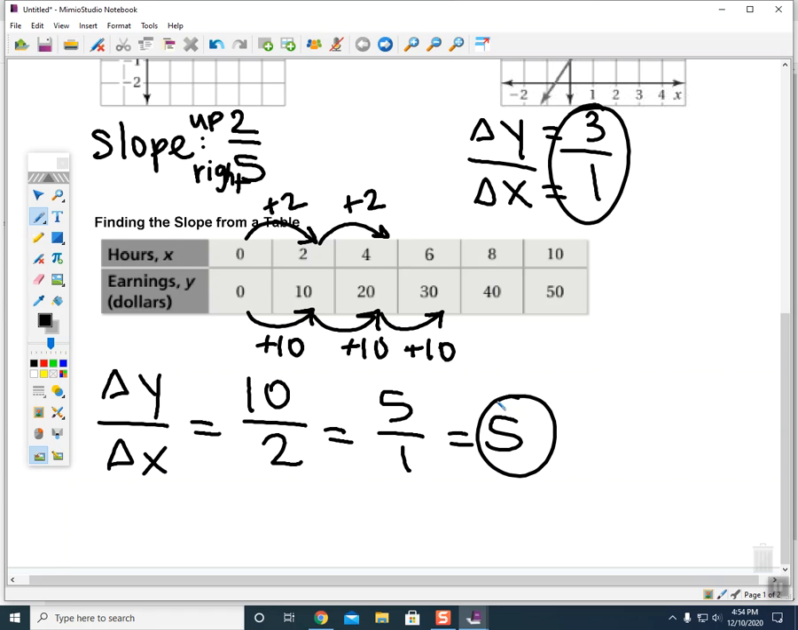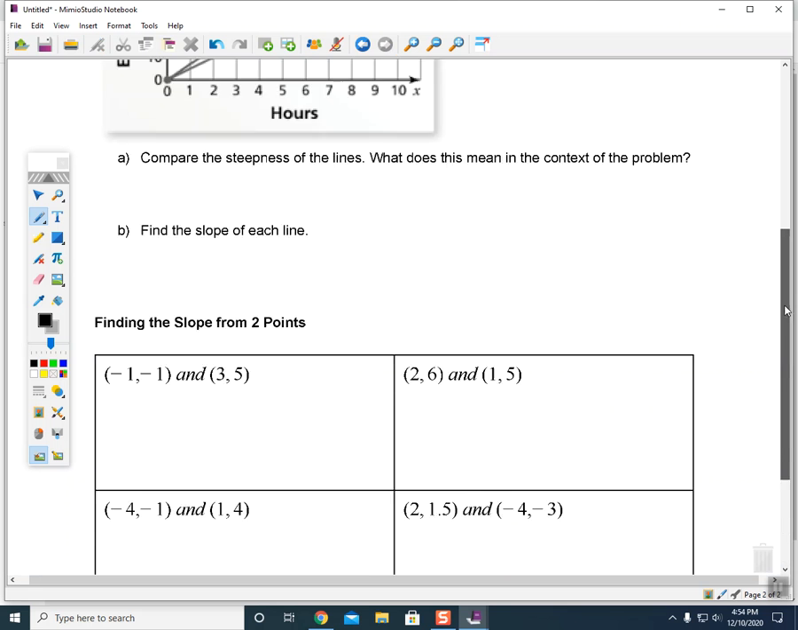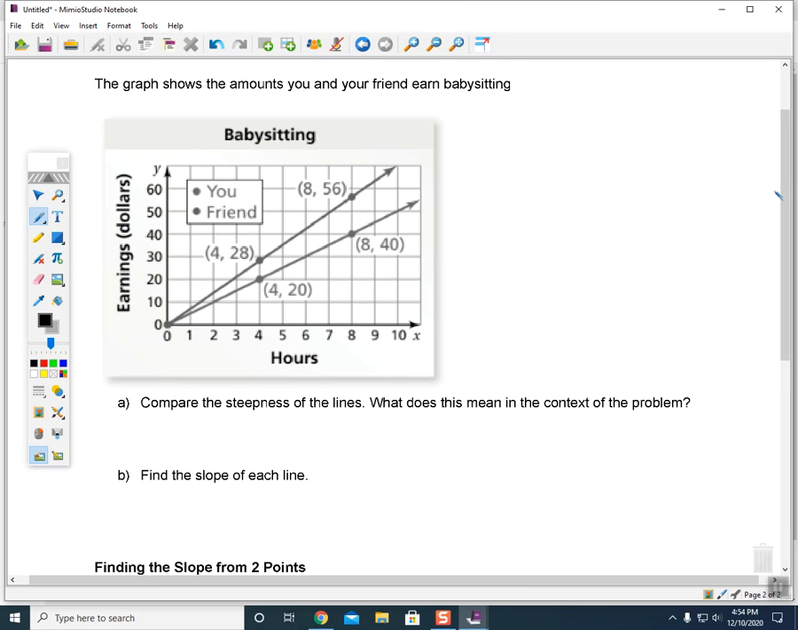Okay, so that's how I find slope. Let's go ahead and turn it over. Got some practice here. So this one, I realized when it's in black and white, it doesn't make a whole lot of sense. So this line on the bottom here, this is you. The line on top is your friend.